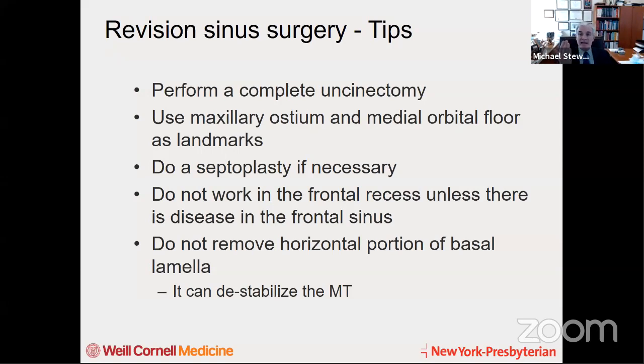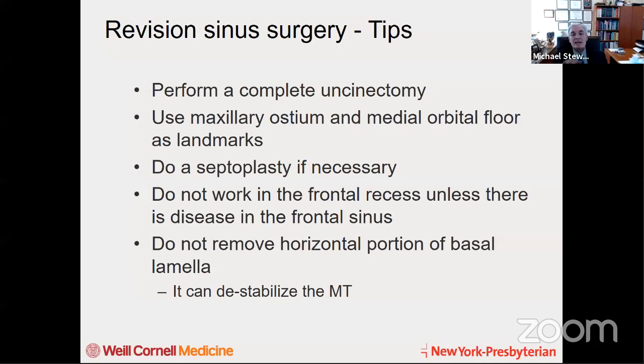The basal lamella is actually an attachment of the middle turbinate to the lamina propria, the lateral nasal wall. And also, it is L-shaped, and there is a horizontal posterior portion of the basal lamella. In doing ethmoidectomy, total ethmoidectomy, it is sometimes very tempting, particularly with a microdebrider, to just remove all that bone and create a wide open cavity.